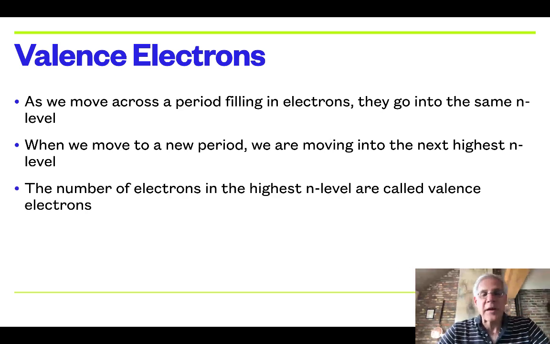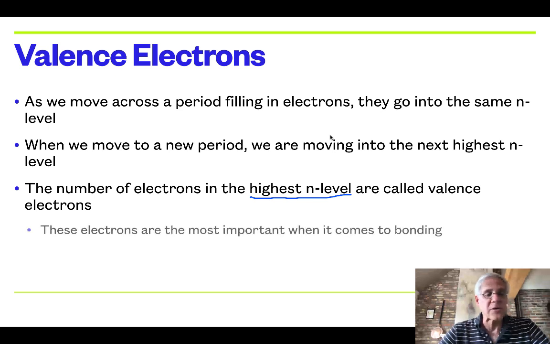And so the number of electrons in the highest n level, and that's really important, so you often have to look at it in electron configurations for larger elements, are called valence electrons. And again, as we mentioned earlier, they are the most important when it comes to bonding and also when it comes to reactivity.